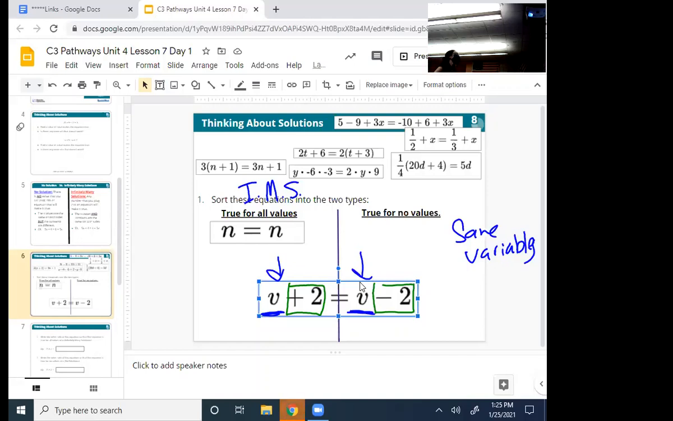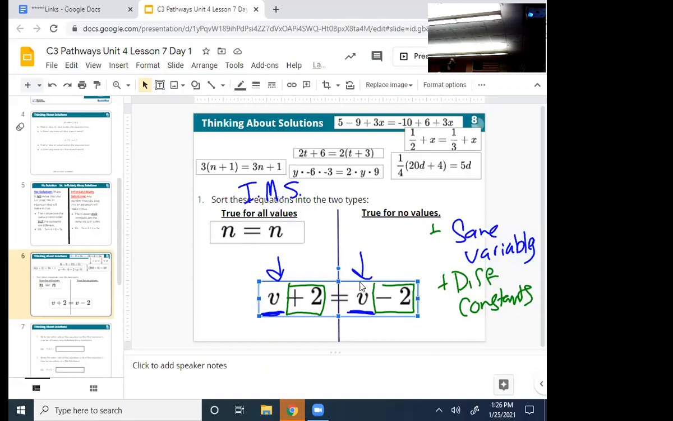If it has the same variables but different constants, how many solutions is this going to have? Nice job, JD Ramos. Nice job, Bridget. Thinking back to what we said, when they have the same variable but different constants, it's going to have what type of solution? Nice job, Avery. It's going to have, what do we think? Very good, very good, very good.